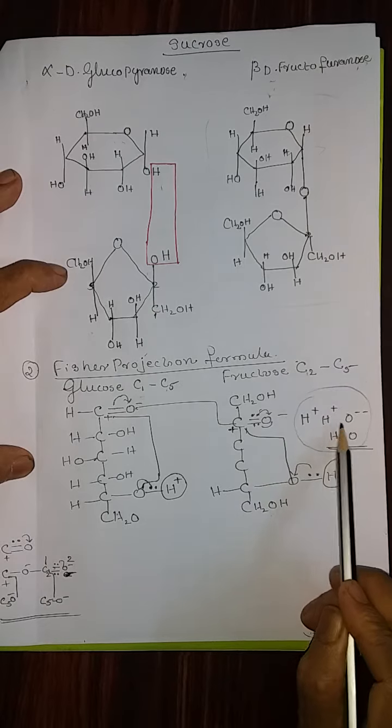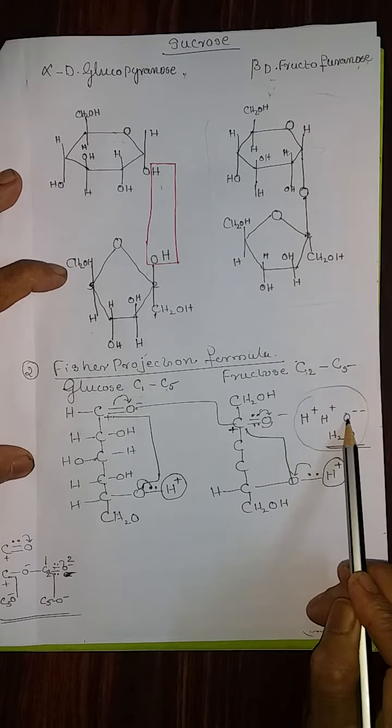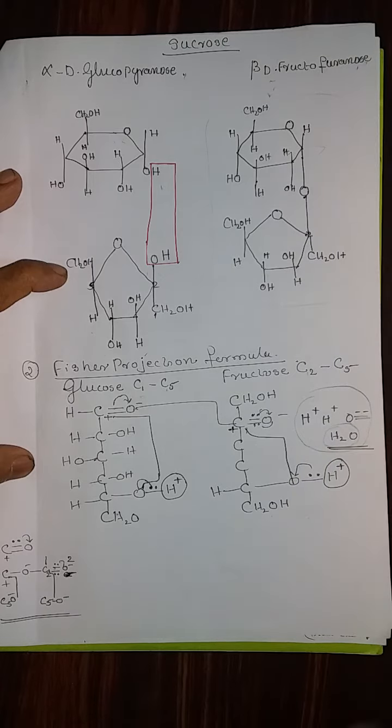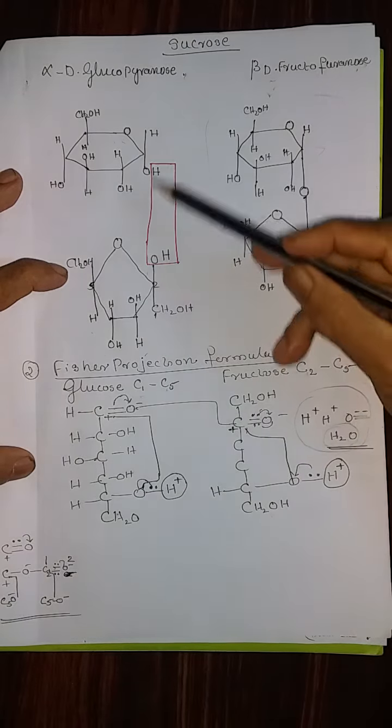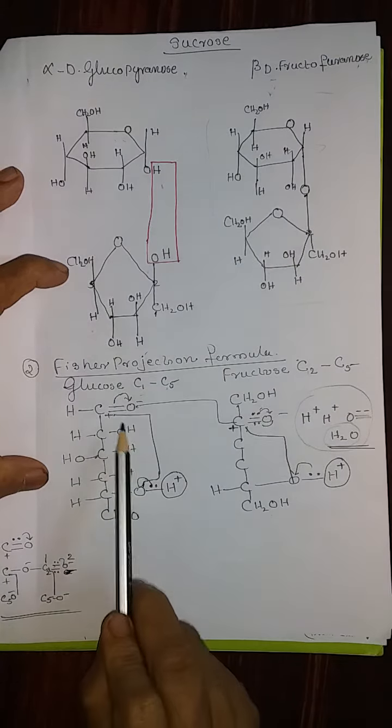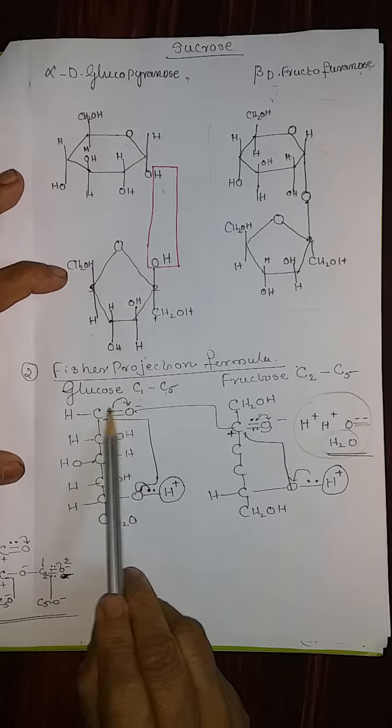2 H plus ions and 1 oxygen atom with 2 minus charge. That is how we are getting a water molecule here. That's the only difference. We cannot see the elimination like this. It can be explained with the mechanism, that is the aldehyde group.